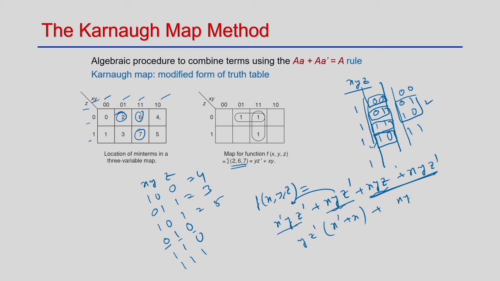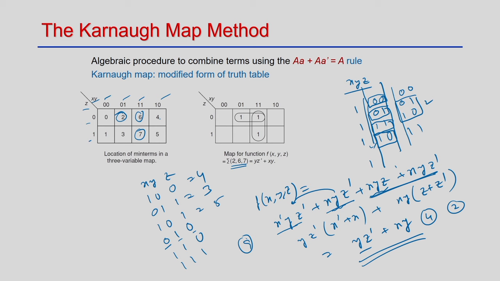So here the common is xy, then z plus z bar, so it will result in y z bar plus xy. Initially I had 9 literals, 3 product terms. Now I have 4 literals, 2 product terms. So this is the minimal expression of this. Okay. So let me explain why creating a copy of a product term does not cause a problem.